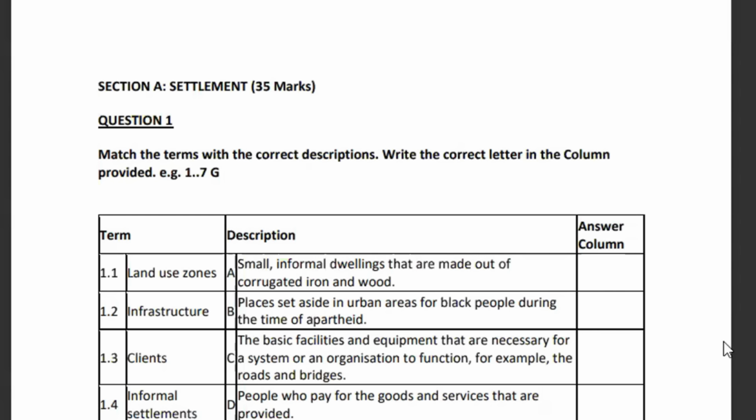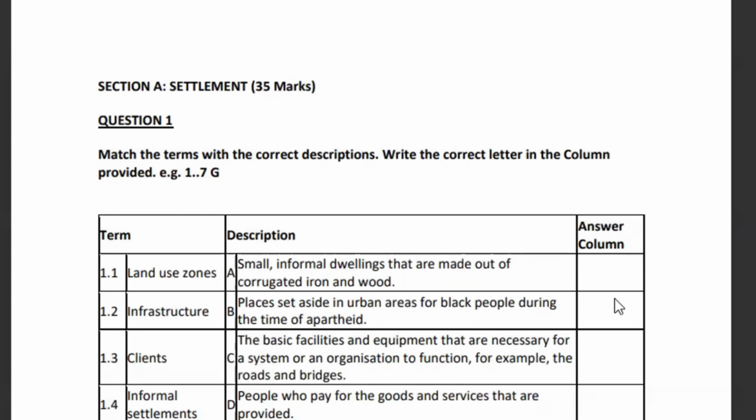And remember, in our term 4, we shall have the 35 will be section A, which is term 3. And then the 40 will be section B, which is term 4. All right, so let's see the first question here.